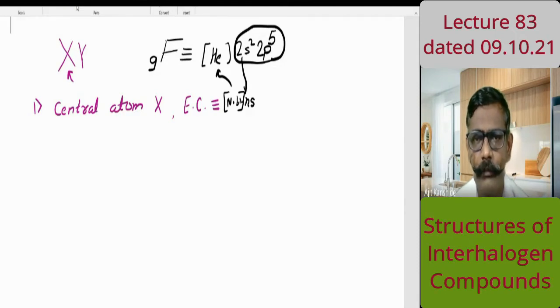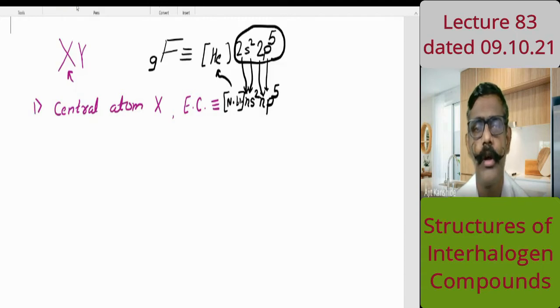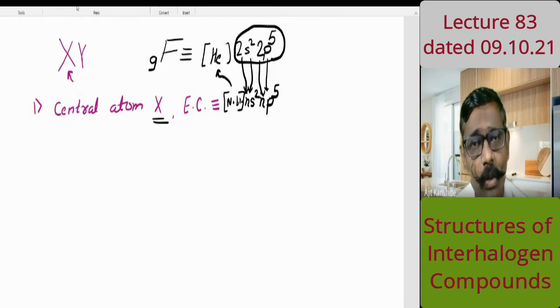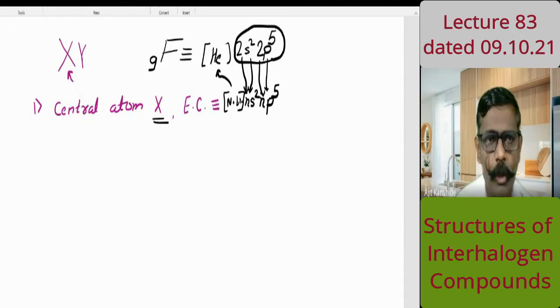This n means 2, here s I represented. So ns2, n means outermost shell, 2. This p also I have to represent here, p5. This is the outermost electronic configuration for any atom, let it be chlorine, bromine, or iodine. Yes, are you following what I'm saying?